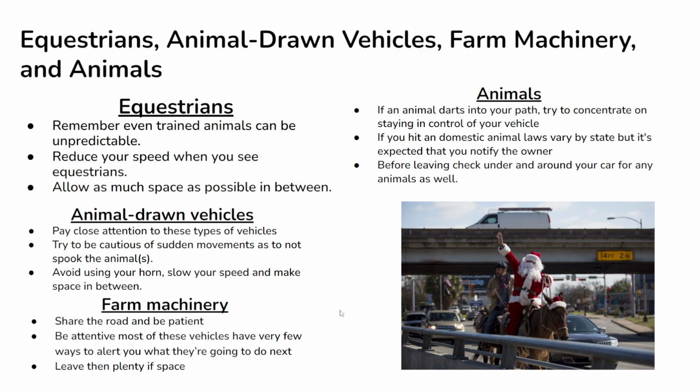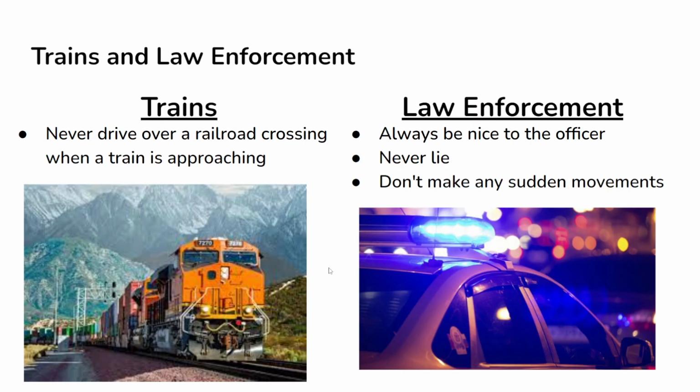Farm machinery: share the road, and be patient. Be attentive. Most of these vehicles have very few ways to alert you of what they're going to do next. Leave plenty of space. Animals: if an animal darts into your path, try to concentrate on staying in control of your vehicle. If you hit a domestic animal, laws vary by state, but it is expected that you notify the owner. Before leaving, check under and around your car for any animals in the way.